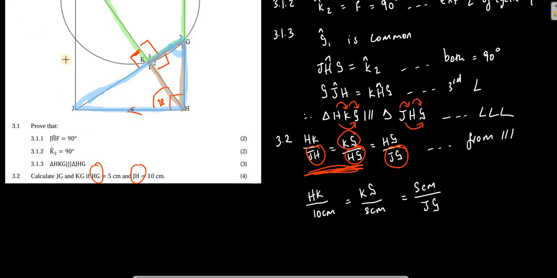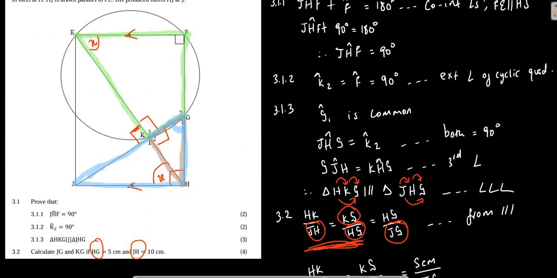Which one are we going to use? Let's try to label them. So let's label HG as 5, and then let's label JH as 10. So do you see that we can find JG? We can find JG because that is a right angled triangle. So we can simply use Pythagoras there.